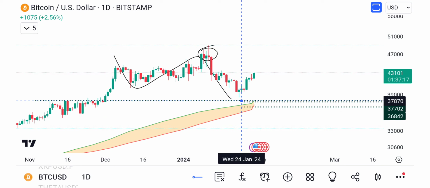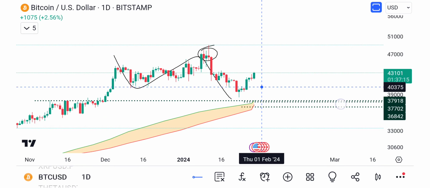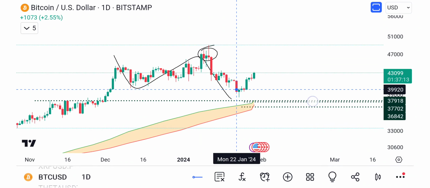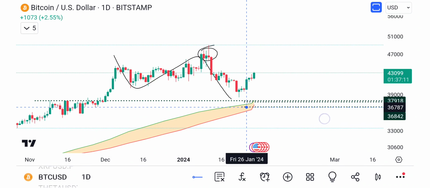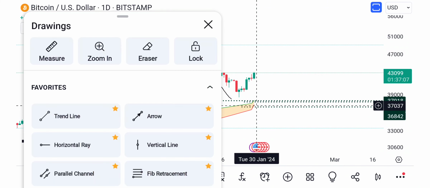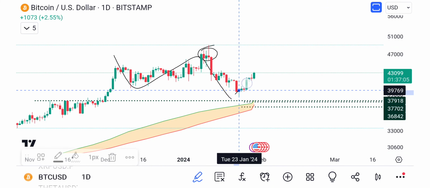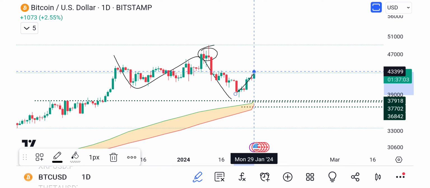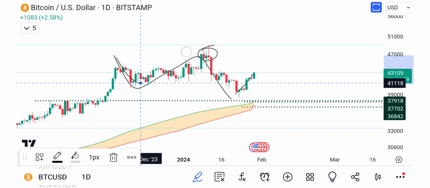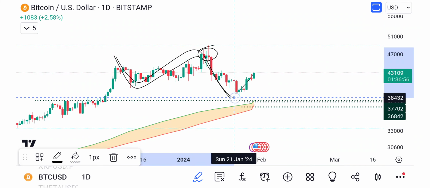Unfortunately, that didn't happen, right? I mean, obviously, it could still come back down, but I was hoping for the price to continue so that we can test it. But it looks like we got to bounce out of here. So here's the deal. Either number one, this ABC flat structure is over, and we have a five wave move.